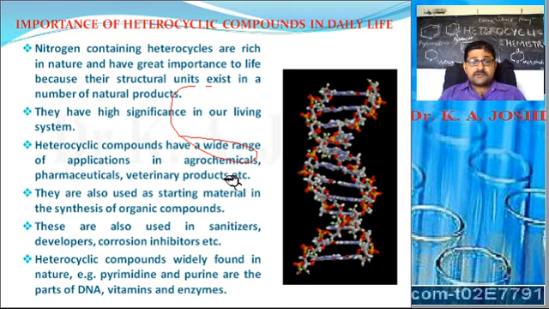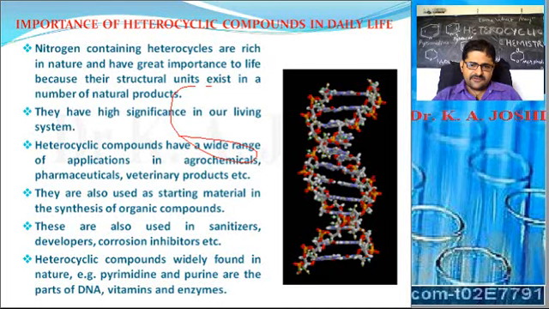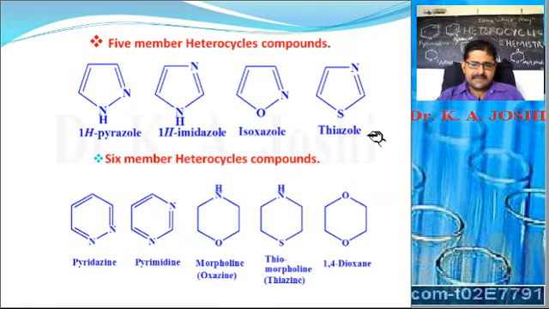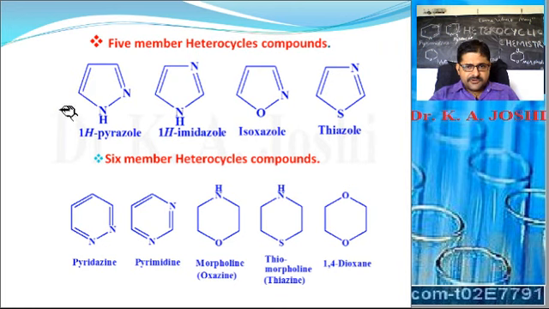Next, heterocyclic compounds are widely found in nature. For example, pyrimidine and purine are parts of DNA, vitamins, and enzymes. So this is the structure of DNA. Now, some heterocyclic compounds. First, 5-member heterocyclic compounds. Just remember that. Look at this, friends.